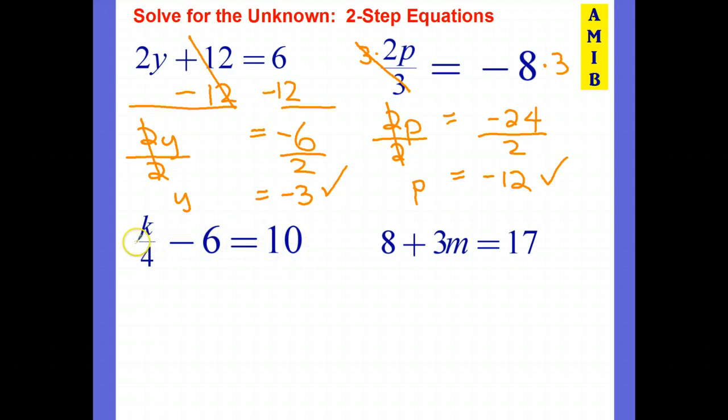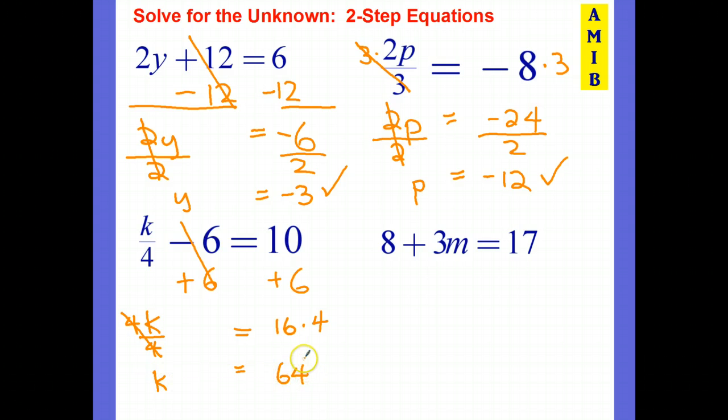Here are our two operations. We've got a divide and a subtract. AMIB tells us the first thing we have to do is undo the subtraction. We do that by adding 6 to both sides. Minus 6 plus 6 equals 0, and k over 4 minus 0 is just k over 4. 10 plus 6 is 16. Okay, to get rid of the divide 4, we multiply by 4. The 4's cancel out or divide out, and k equals 64.